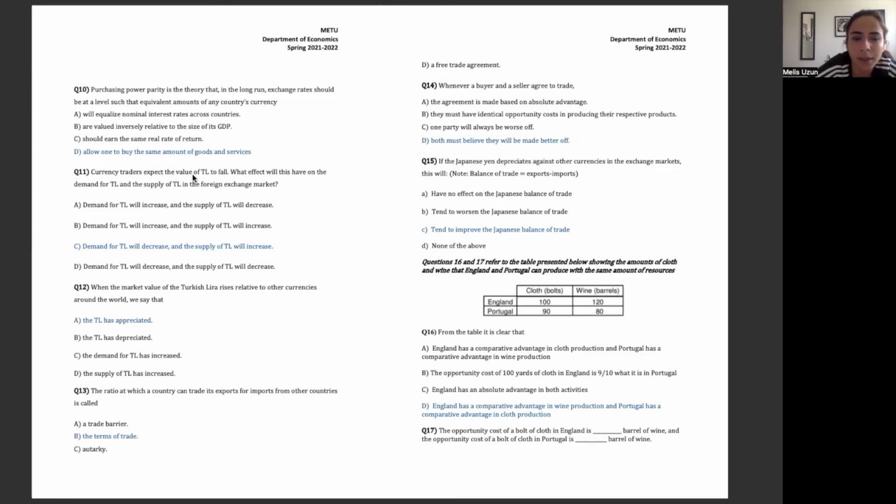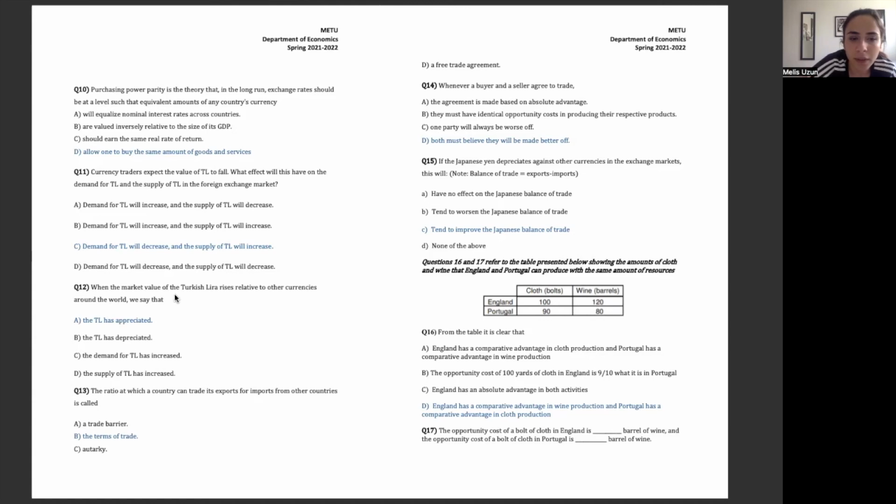Currency traders expect the value of TL to fall. What effect will this have on the demand for TL and the supply of TL in the foreign exchange market? If currency traders expect the value of TL to fall, they will demand less of TL because its value will decrease, and the supply of TL will increase in order to exchange it for other currencies. That's why the correct answer is C.